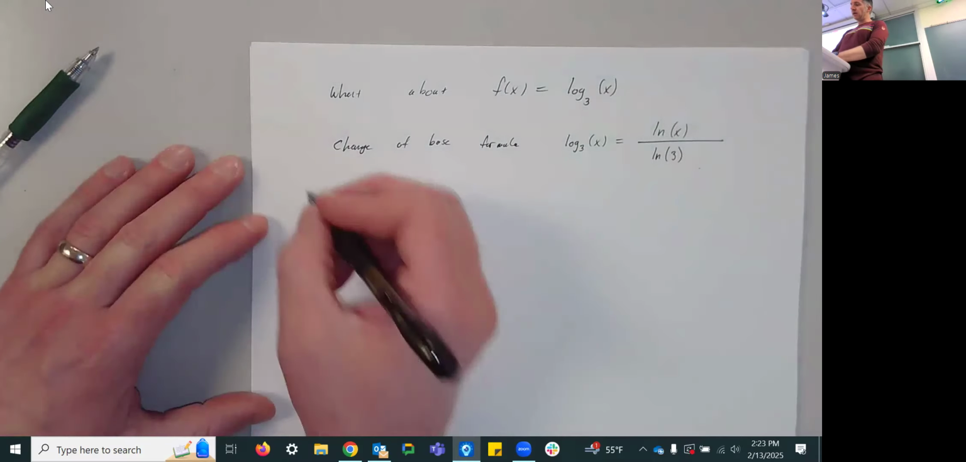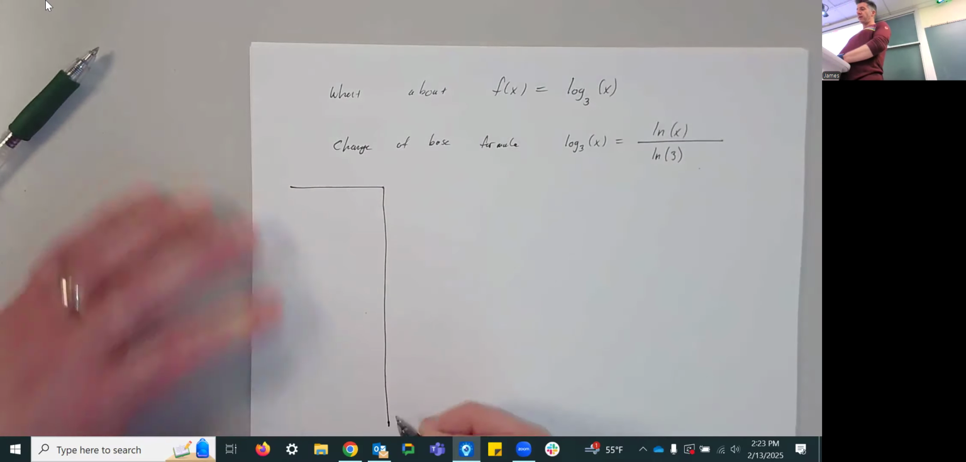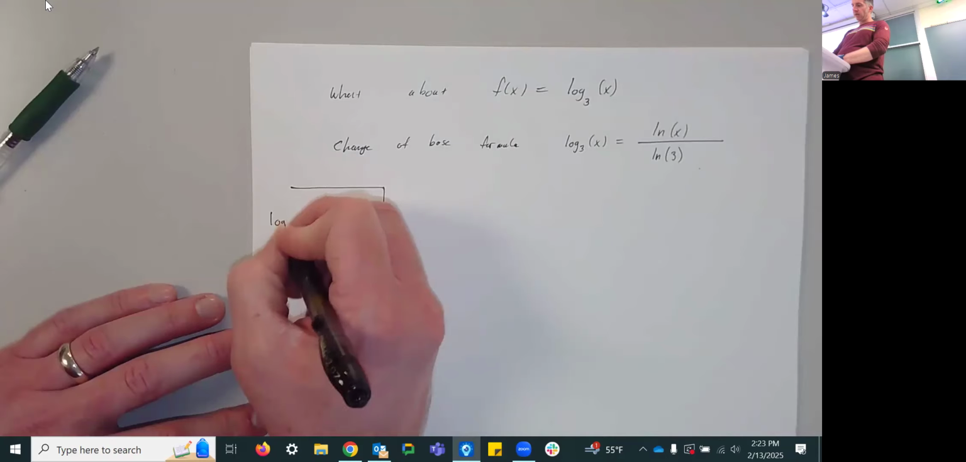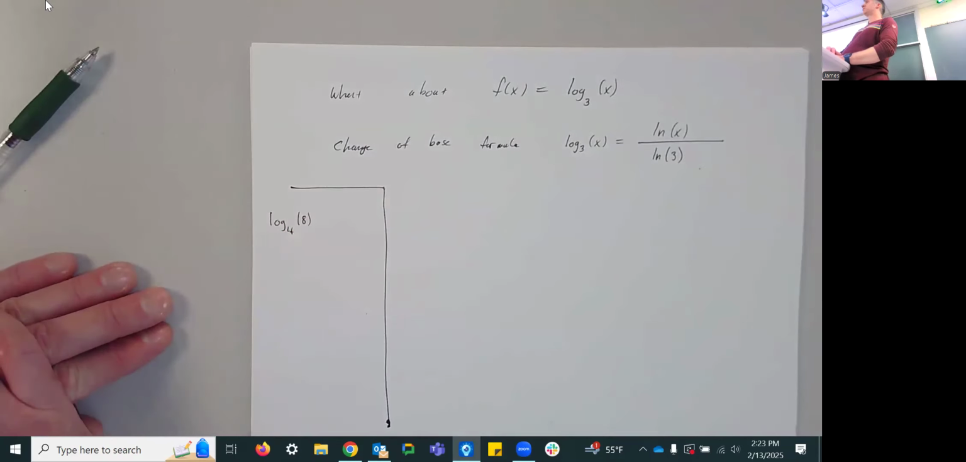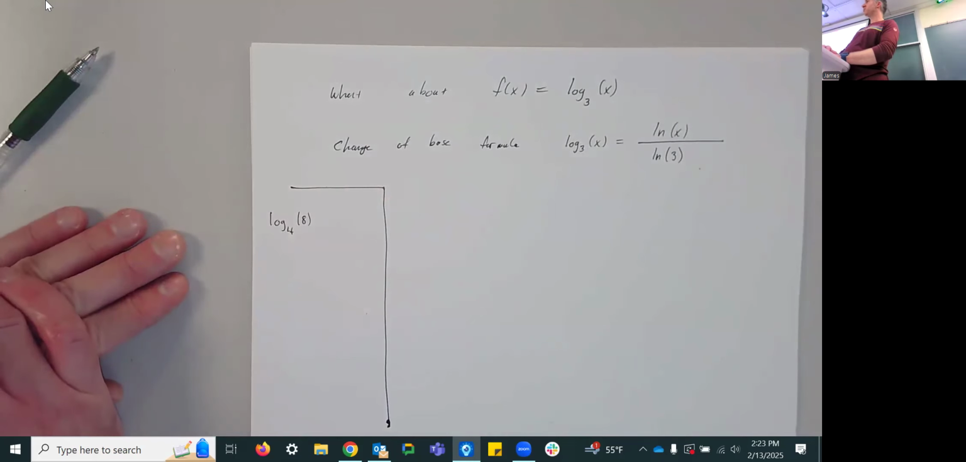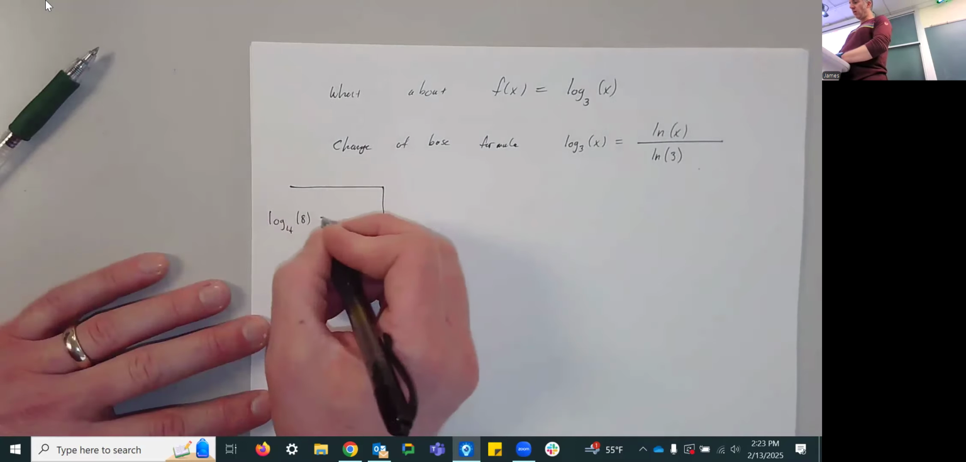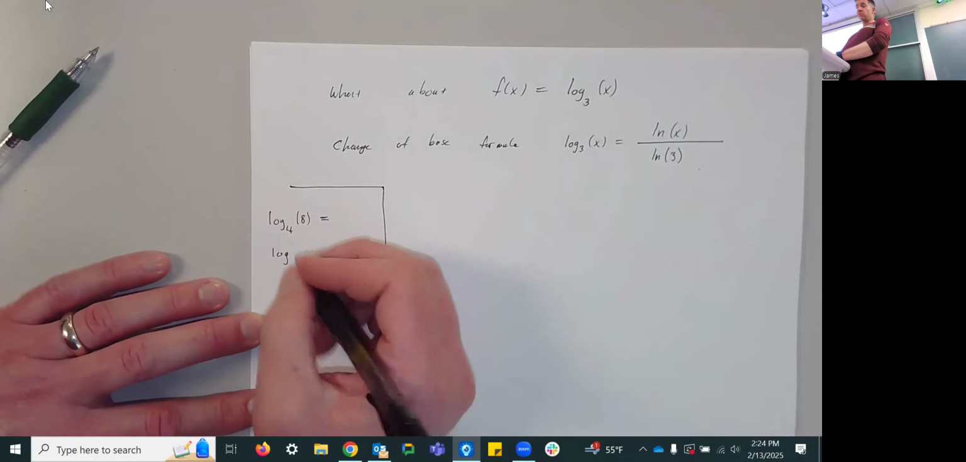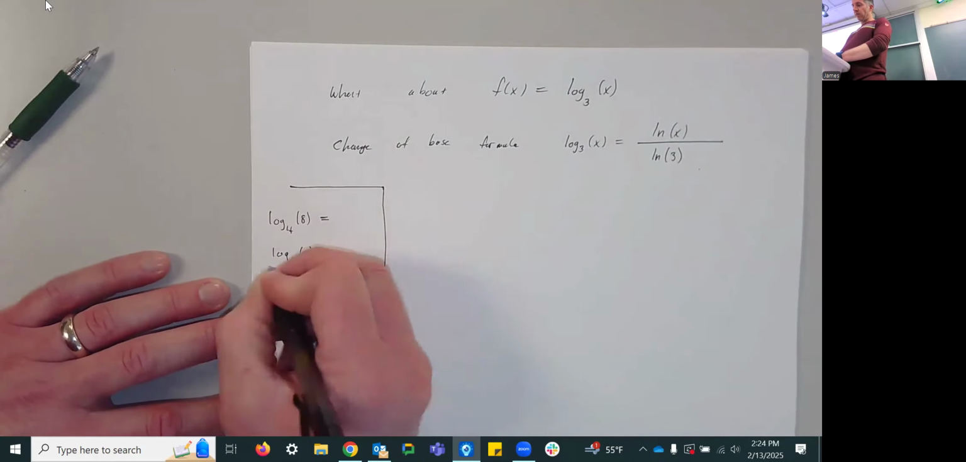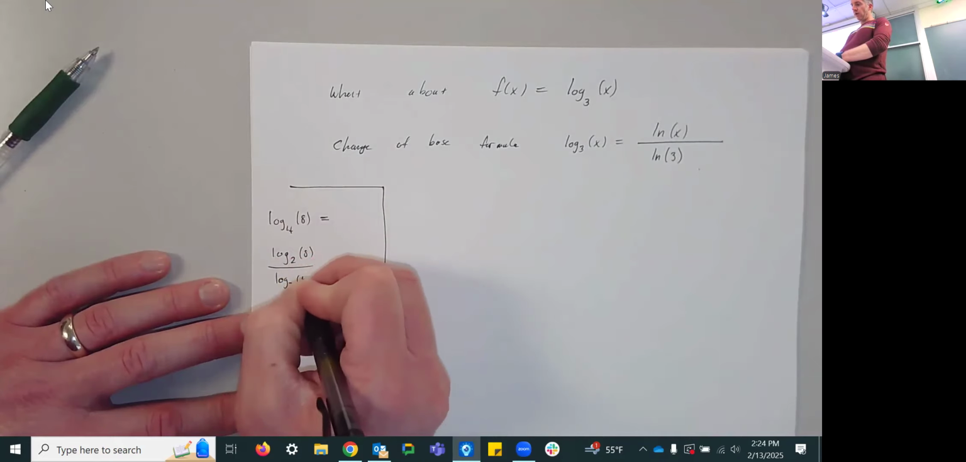Quick aside, this is actually super convenient if you're ever trying to find something like log base 4 of 8. Log base 4 of 8 isn't 2. But we can change the bases so that it's convenient. So we can say, hey, log base 4 of 8 is really, a more convenient base would be 2, log base 2 of 8 divided by log base 2 of 4.